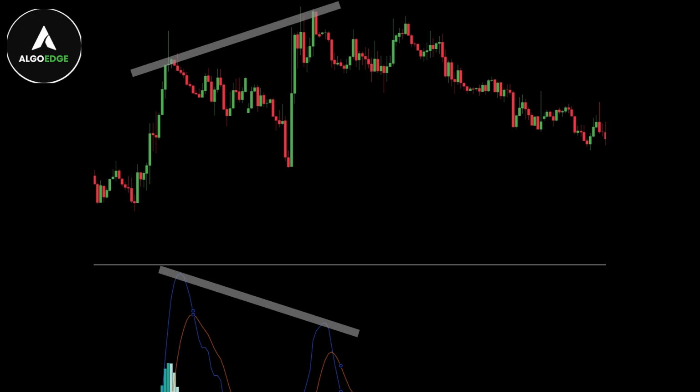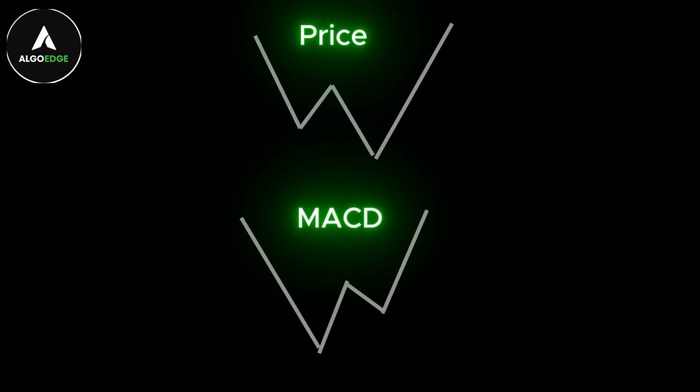Divergence can act as an early warning signal of a potential trend reversal from bullish to bearish. More specifically, it can help us identify potential selling opportunities in the market. Now, let's look at the anatomy of divergence in a downtrend. In this case, the price creates a lower low, while the MACD indicator forms a higher low. This creates a divergence between price and the MACD indicator.